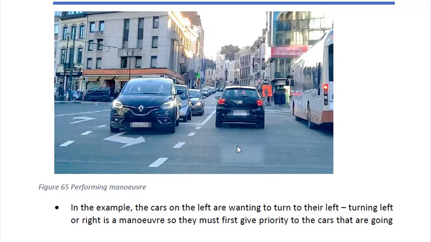The car will wait. The car will wait for all the traffic which is on this lane first. Only when this lane becomes empty will the car turn left. So even if you have to turn left or right, you must pay attention and give priority to the traffic which is already using that lane.